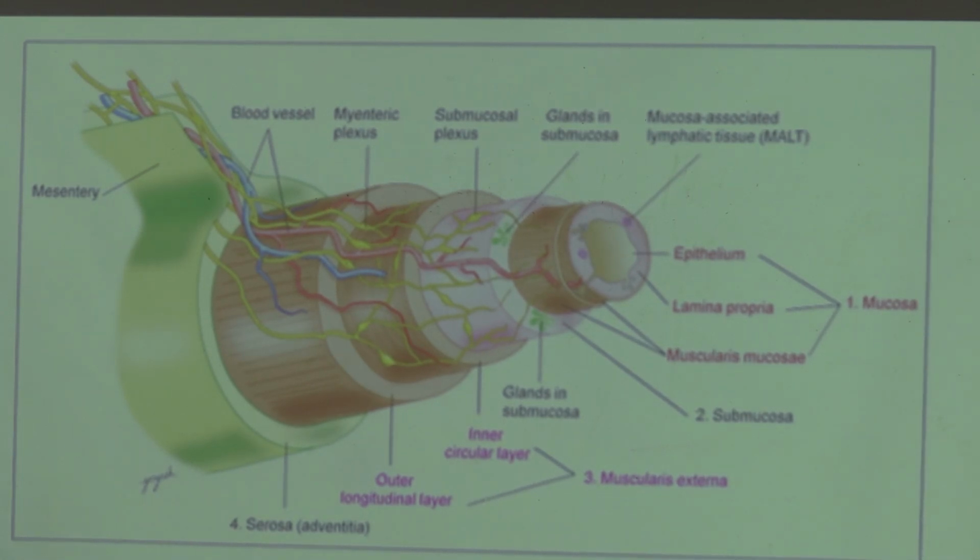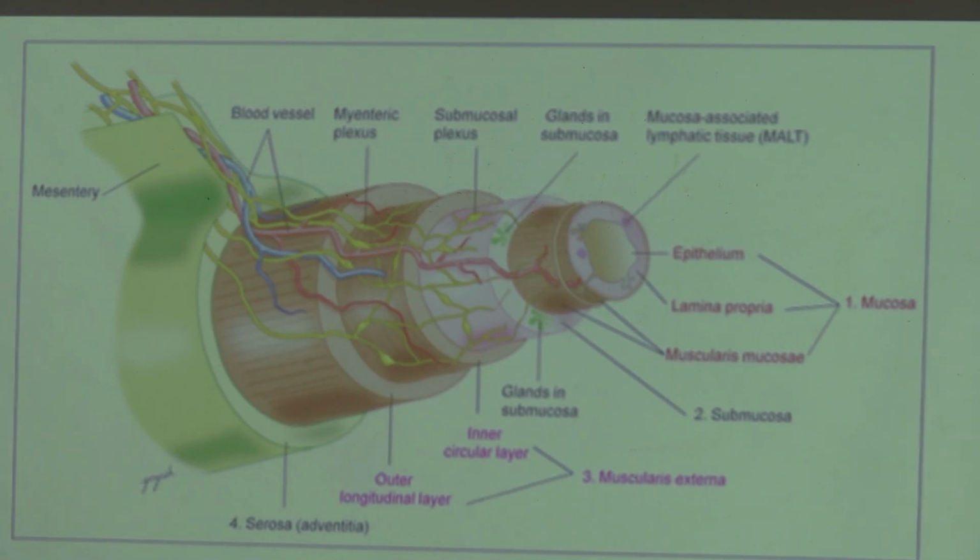Now we will see what exactly is present in each and every layer, because as I said, there are some modifications. Now I will give an example. What do you think, what will be the lining epithelium of GIT? Squamous? No. It is simple columnar epithelium, that also mucus secreting. That is the lining epithelium of the entire GIT.